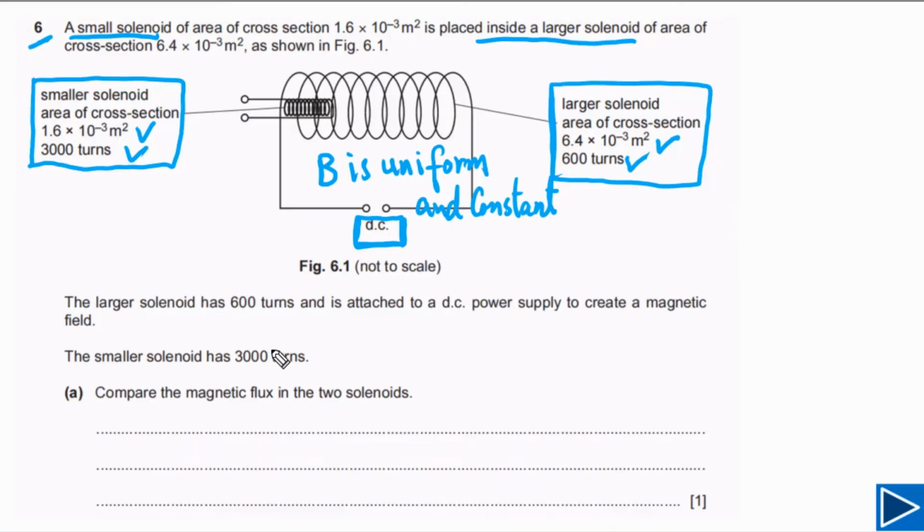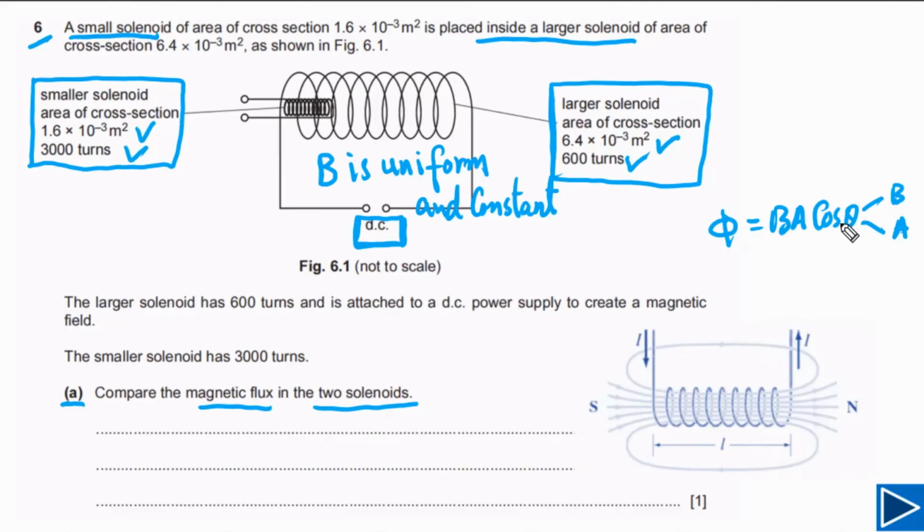Now let's try to understand what magnetic flux is, because part A is asking us to compare the magnetic flux in the two solenoids. Magnetic flux is equal to BA cosine theta, where theta is the angle between B and A. B is the magnetic flux density, or simply the magnetic field density, and A is the area normal vector. If you look at the magnetic field inside the solenoid, you can see that it is almost uniform.